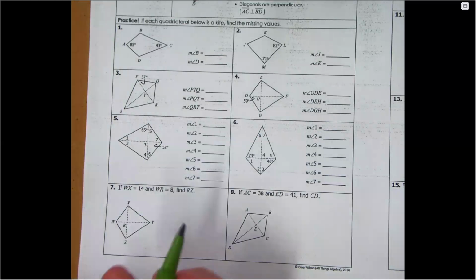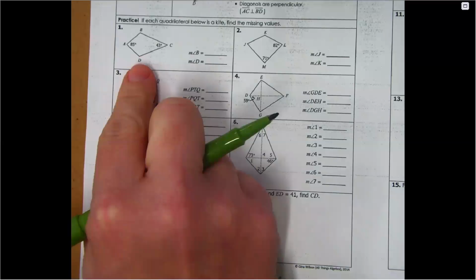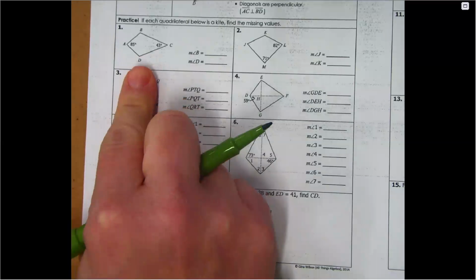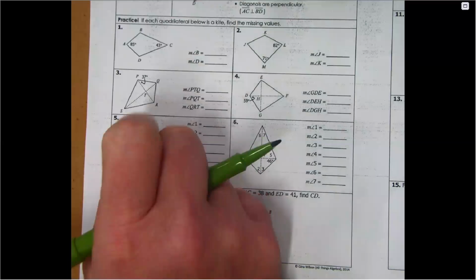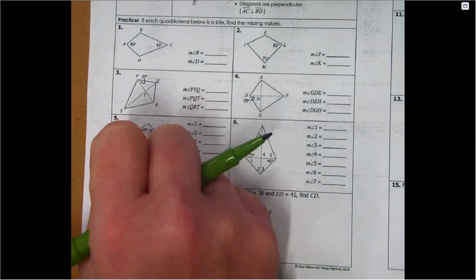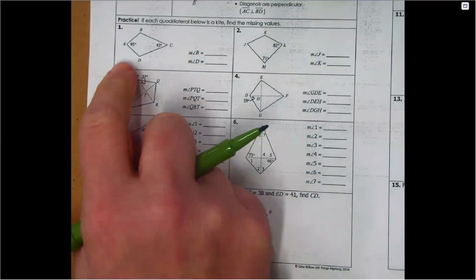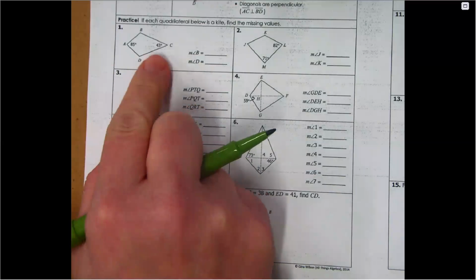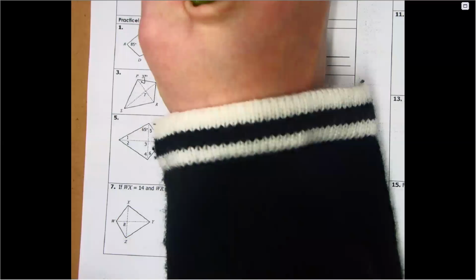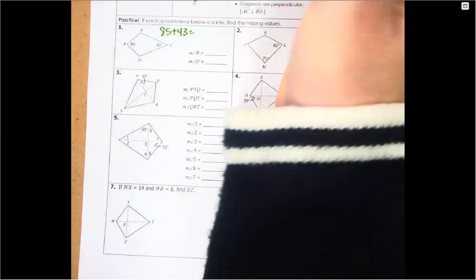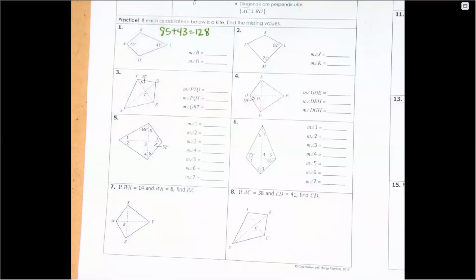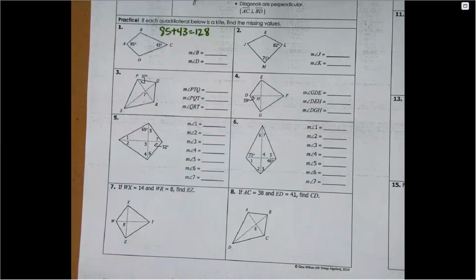So when we look at number 1, we have to know that bit of information to figure that out. Angle B and angle D are going to be our congruent angles. They are congruent to one another because it says you have one pair of opposite angles that are congruent. Well, obviously 85 and 43 are not congruent. But what's the sum of 85 and 43? 128. Now, they don't have to be supplementary. They don't have to be anything. They just are 2 angles that make a kite.